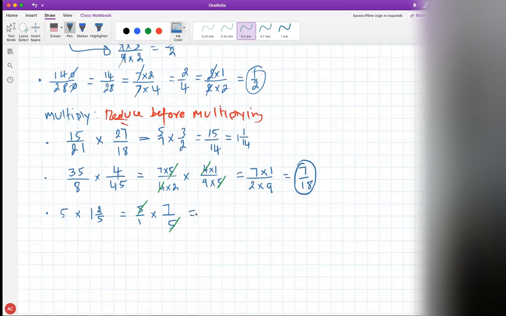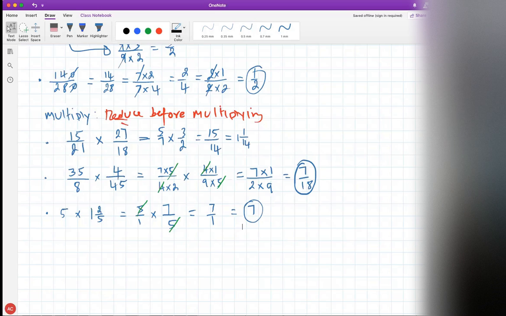What's left now? 7 over 1. So 7 is left here over 1, which is basically just 7. So the 1 here is irrelevant. You can add it if you want to turn it into a fraction, but once you're done with it, get rid of it. You get a whole number.